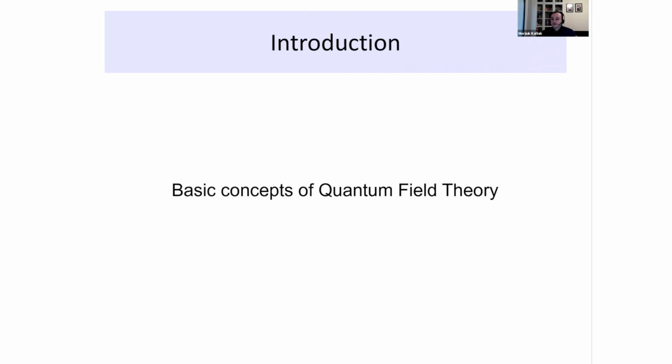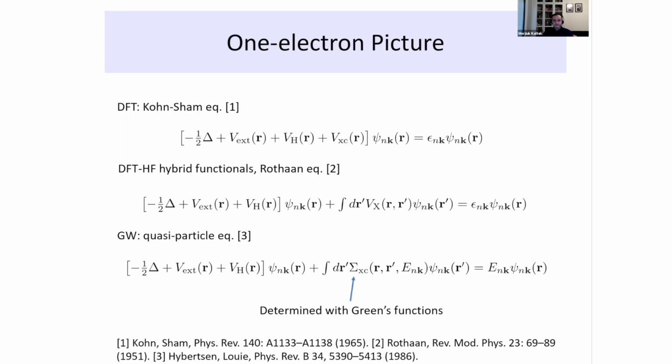Let's start with a short introduction to quantum field theory. First of all, don't worry if you don't understand every detail in the following. The main idea in GW and actually also RPA boils down to something that you are already familiar with, namely the one electron picture of quantum mechanics. Okay, let's look at ways to describe a system of interacting electrons using a one electron picture.